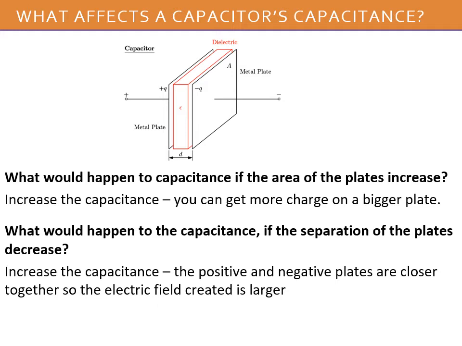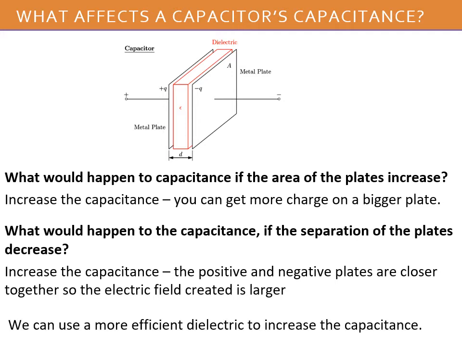As I told you in the beginning, what is basically a capacitor? A capacitor is basically something which stores energy electrostatically in an electric field. So by charging two plates with different charges, one negatively charged, one positively charged, we create electrostatically an electric field. So that's why it is effective to use. So we can use a more efficient dielectric to increase the capacitance, as I told you.